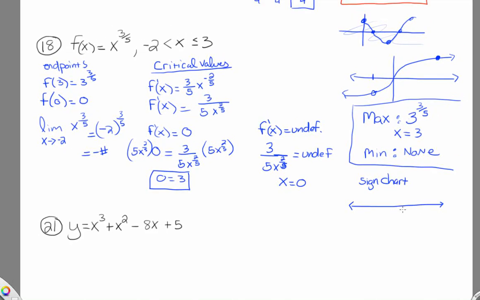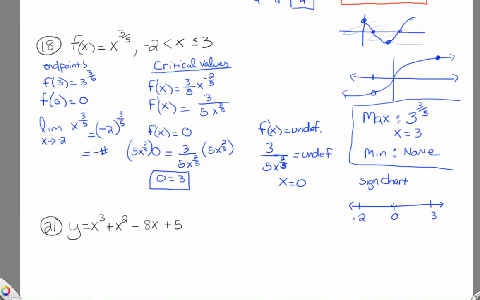So what we want to do on a sign chart is put all of the relevant points on here. In this case, at x equals 0, we identified it as a critical value. That was the only one, but since this is a limited domain, we might as well stick the endpoints on here as well.